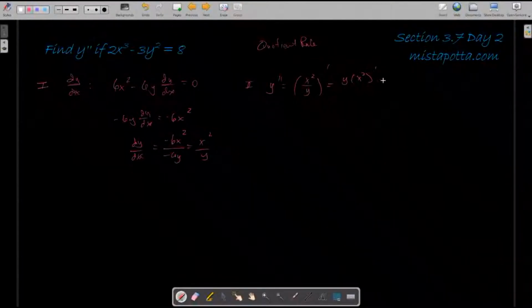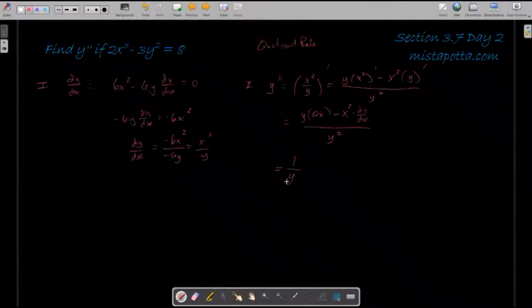So what I'm going to get over here is the denominator times the derivative of the numerator minus my numerator times the derivative of my denominator, over my denominator squared. So with this expression, I've got y times 2x minus x squared times the derivative of y, which is dy dx. And this is all going to be divided by y squared. And the other thing that I'm going to notice is because dy dx is equal to a fraction, I'm going to have a fraction within a fraction.